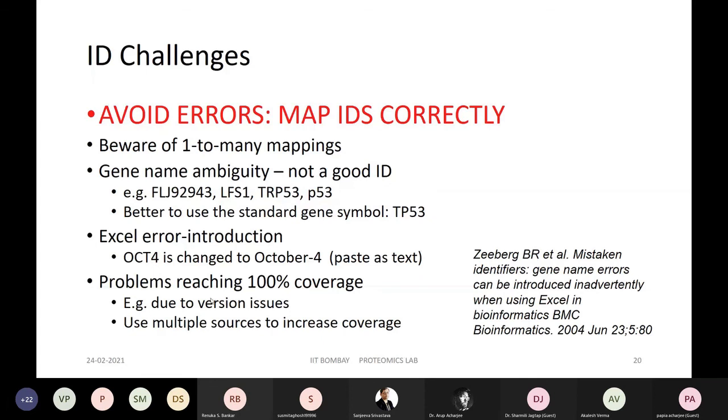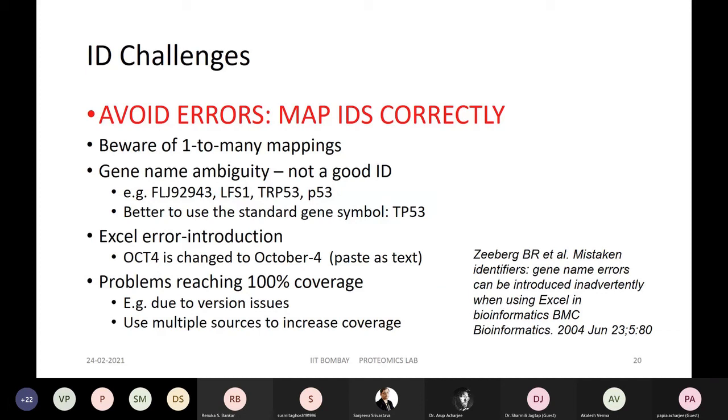Another thing that you need to watch out for, since you would be working with Excel. Now Excel is a very smart software. So sometimes your gene name might be converted into a date. Like if you write OCT4, it might become October 4. So always when you're handling the data, paste it as simple text.